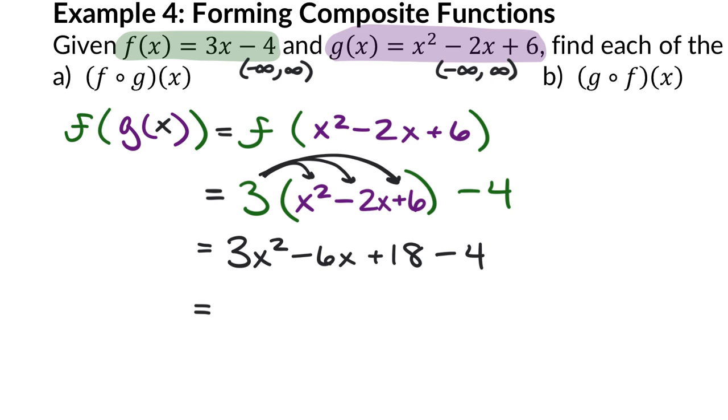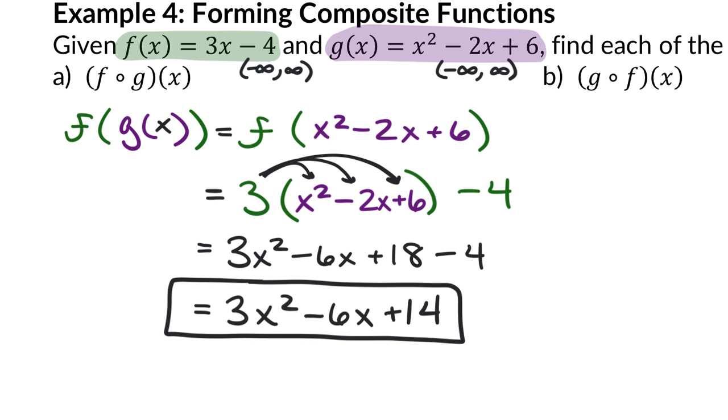Last step to simplify, we have 3x squared minus 6x plus 14. And that is the composed f of g of x. We took g, we plugged it into f. As a bonus, what kind of function did we create at the end? Quadratic. Is there any restriction to quadratic? No. So since there was no restriction to the inside function and no restriction to the final function, the domain is all real numbers.